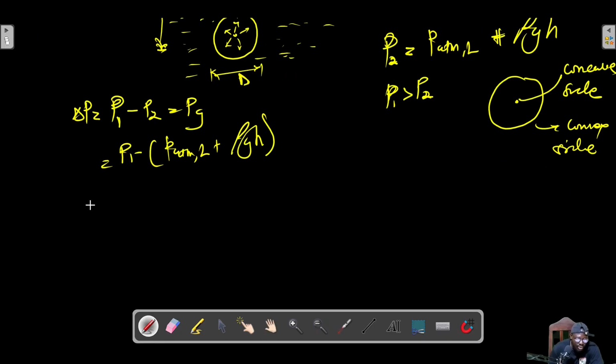Now, we know that the gauge pressure is 4 times sigma over D. But then a student may ask: for this particular gauge pressure expression, we're using it for liquid droplets, but this particular droplet is filled with gas. Why can we use this? We can apply this to any spherical droplet, provided that the droplet has a single interface. If the interface is 1, then we can apply this.